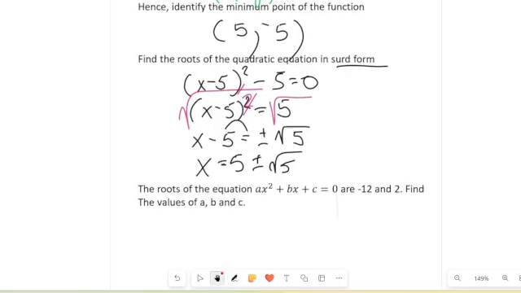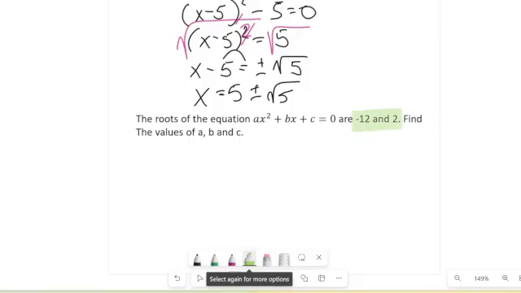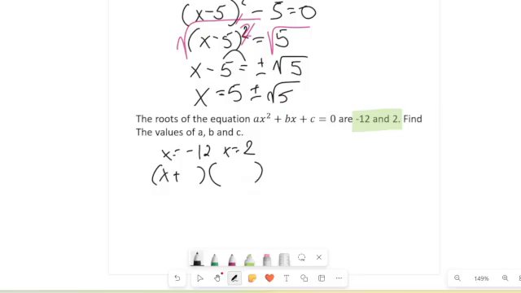And then for the next one, now we have the roots of the equation are -12 and 2. Find the values of a, b, and c. So I can use two ways. I can solve it using two different techniques. So first of all, if I have x equals -12, x equals 2, I have two factors, and those factors are x plus 12. So I just move my roots back to the left side, and then x minus 2.